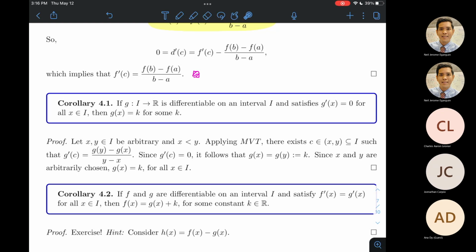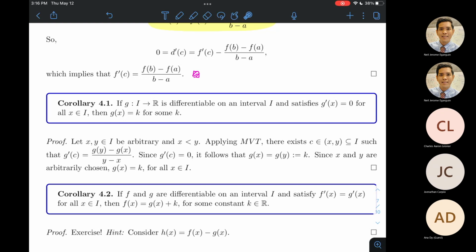Now, if we know that the derivative is always 0, does it follow na constant yung function na dinifferentiate natin? And the answer is yes, sabi ni Corollary 4.1. Kapag meron kang isang function na zero yung derivative on its domain or on an interval, then that function is constant all throughout its domain or that interval respectively. Okay? So yun yung sinasabi ng Corollary 4.1.